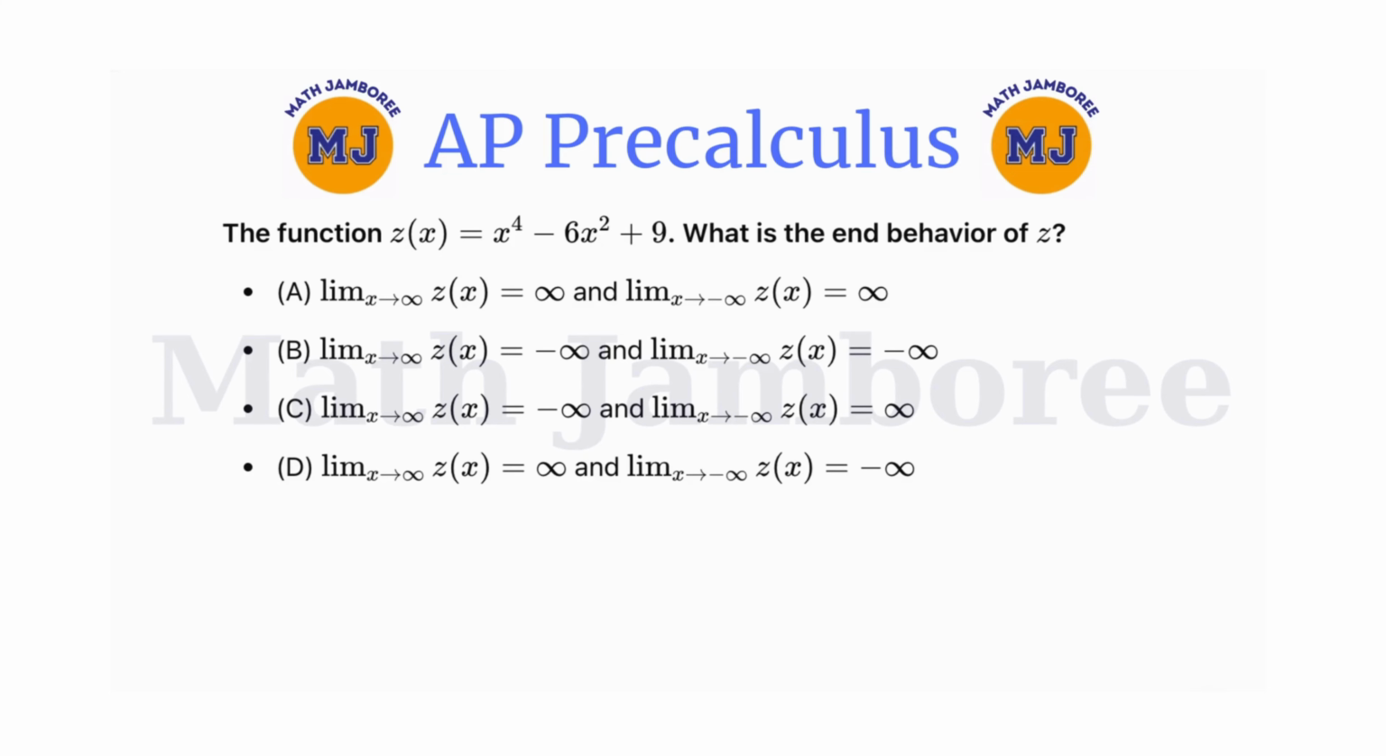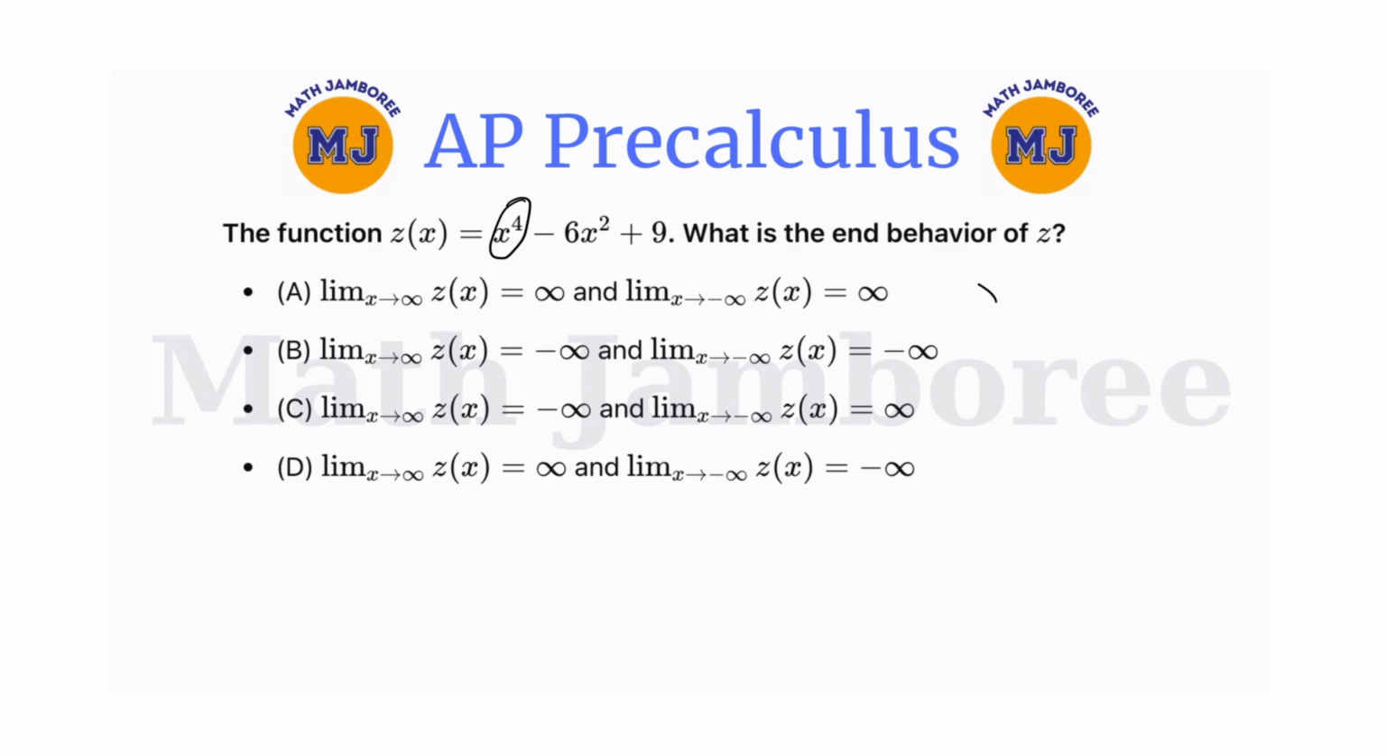Let's recall that the end behavior of a polynomial function is influenced primarily by the term with the highest degree, which in this case is x to the power of 4. Now let's understand how the leading term, x to the power of 4, dictates the behavior of the function z as x approaches positive infinity and negative infinity.